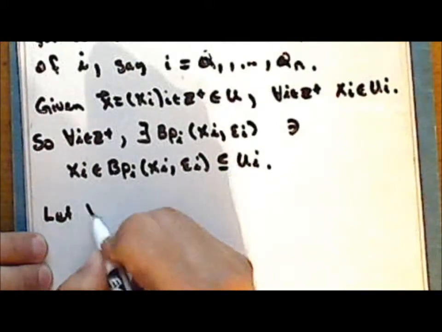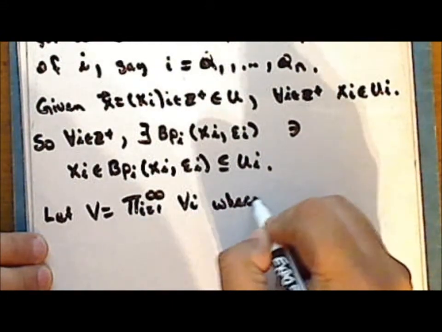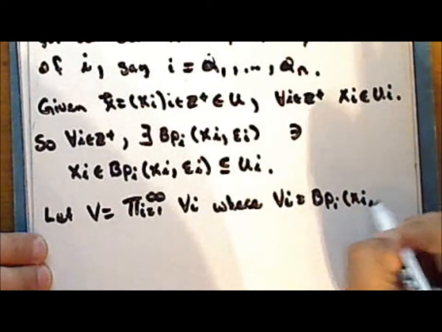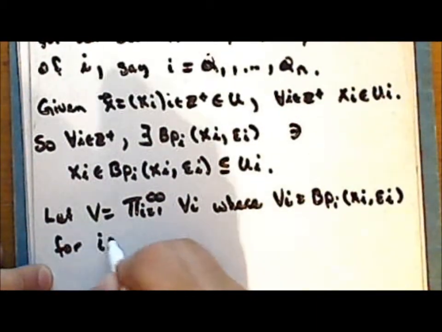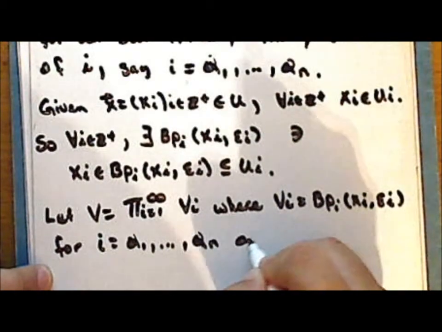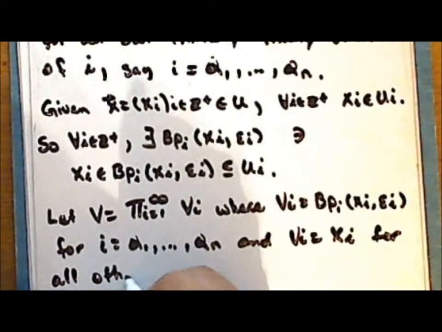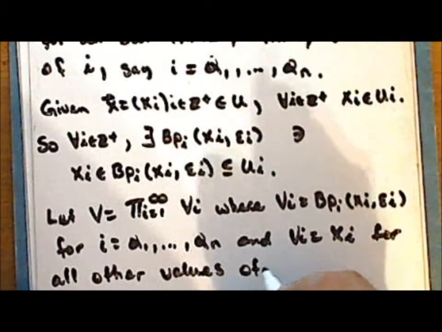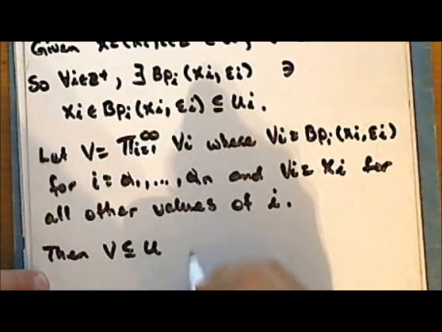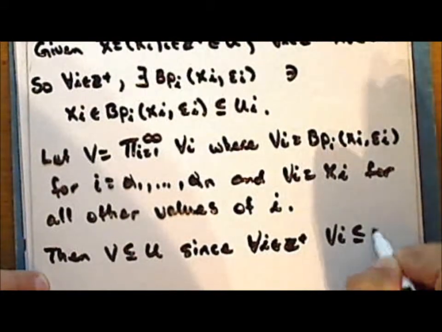So let the set V be the countable product of sets V sub I, where V sub I is the open ball under the metric rho sub I, centered at x sub I with radius epsilon sub I, for values of I equal to the given values alpha 1 through alpha n, and V sub I is the entire space X sub I for all other values of the index I. Then the set V is a subset of the set U, since for every index I, V sub I is a subset of U sub I.